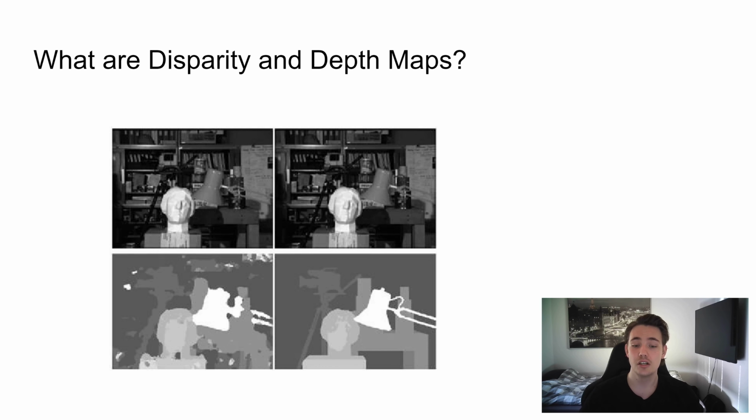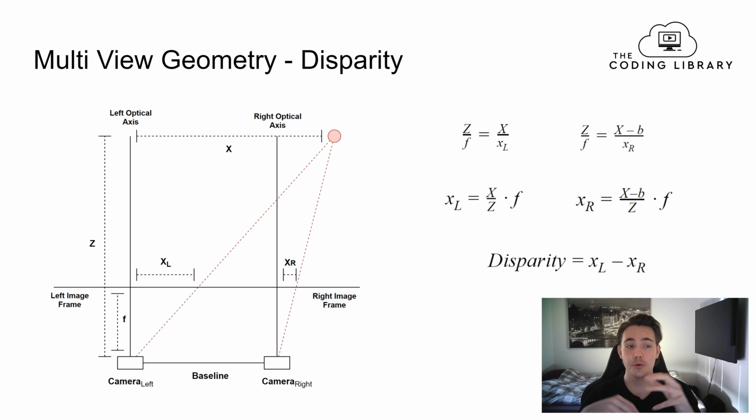We're going to use this to track an object in the code later in the video, and we're going to calculate that depth by calculating disparity, and after that calculating the depth from some of the parameters that we have from our camera. So now we're going to go more into how this multi-view geometry works with the disparity.